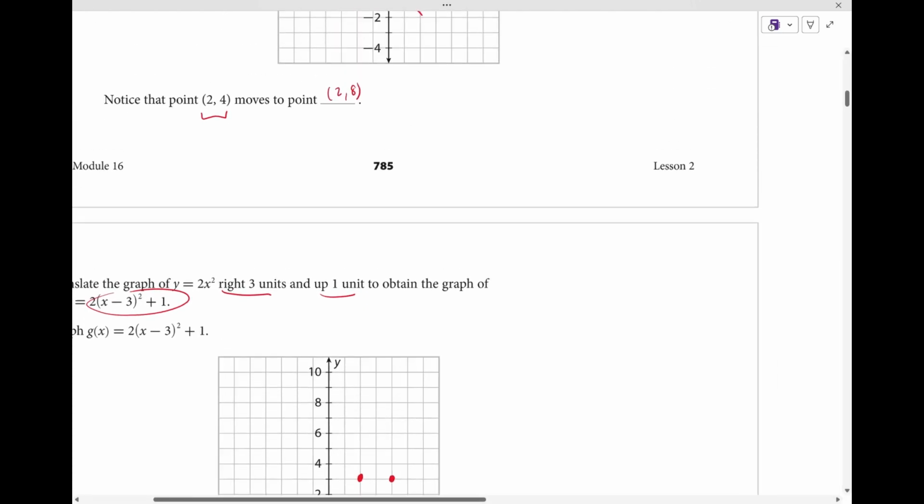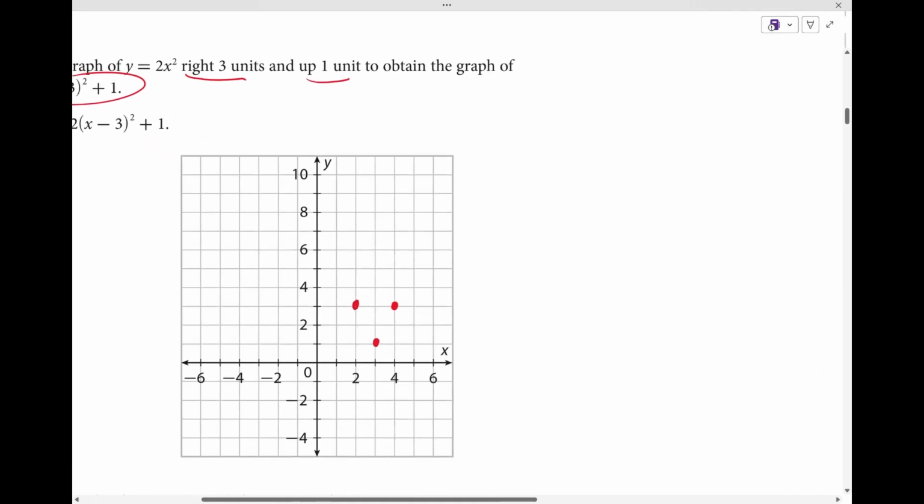The point (2, 8) is here. We're going to move it to the right 3: 1, 2, 3, up 1. There we go. And (-2, 8): 1, 2, 3, up 1. There we go. So here is our new graph.